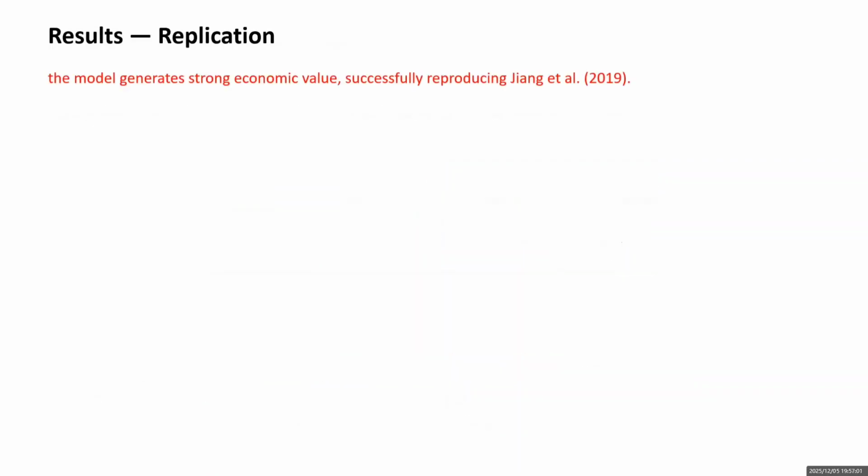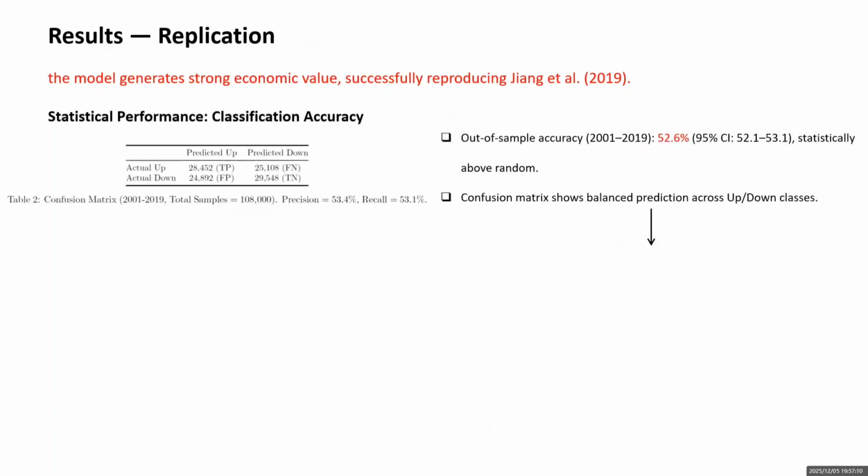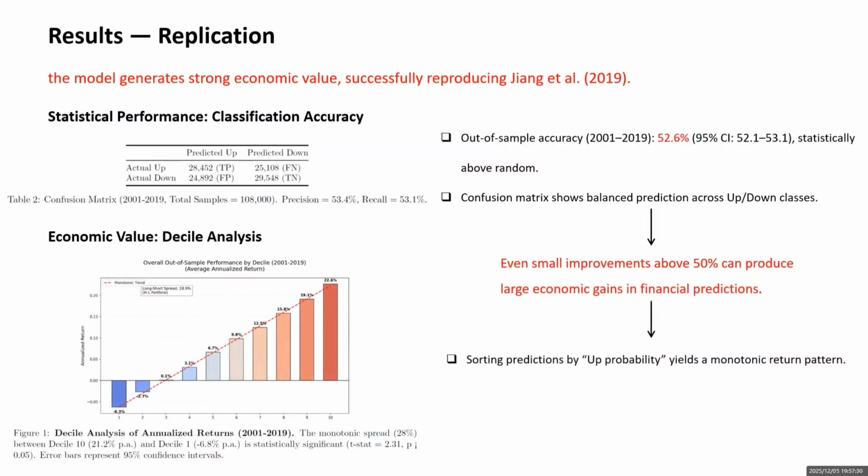And here we show that our replication not only matches the original paper, but also produces meaningful economic value. First, in terms of statistical performance, our out-of-sample accuracy from 2001 to 2019 is 52.6%, which is statistically above random, with balance across the up and down classes. But in finance, accuracy alone is not the right metric. Even a small improvement above 50% can lead to large economic gains. So we evaluate the model economically.